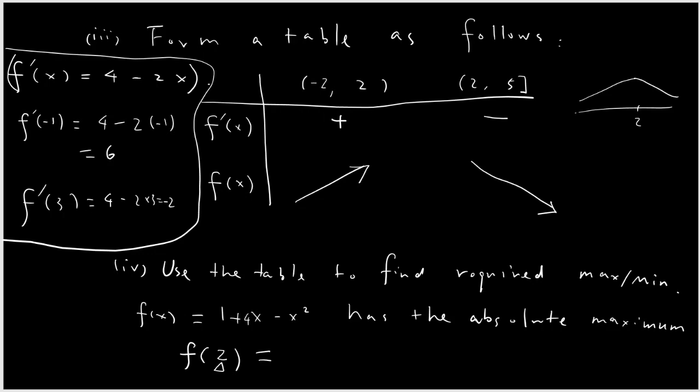The value of the maximum is computed using 1 plus, plug 2, the location, into the original function. So do not plug 2 into the derivative. Because it's a critical number, the derivative of the function at 2 has to be 0. So that makes sense? Plug 2 into the original function: 1 plus 4 times 2, and then minus 2 squared, right?